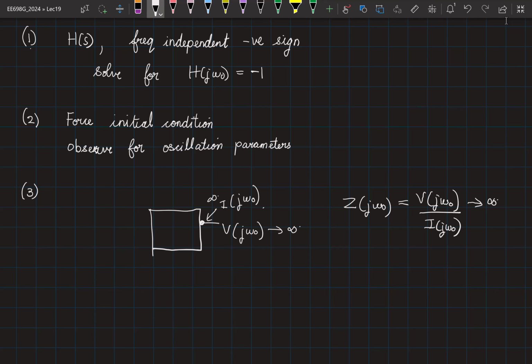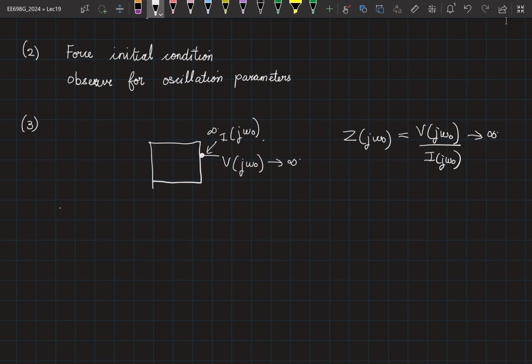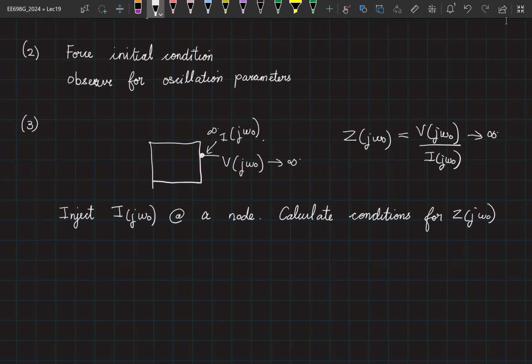Is that okay? So the step is: inject I of j omega naught at a node, and then you calculate conditions for Z of j omega naught to be equal to infinity.